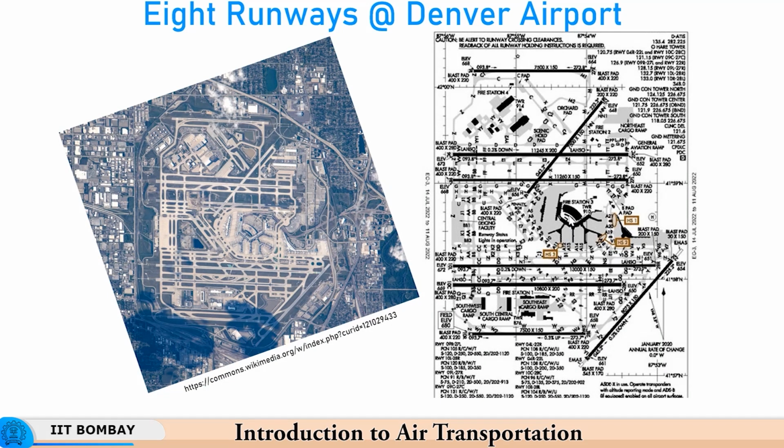Here is Denver airport, which has 8 runways. So, you have 1, 2, 3, 4 and then another 1, 2, 3, 4. So, you can see these 1, 2, 3, 4, 5, 6 are parallel runways, and these are 2 cross runways. One is a cross here and the other one is outside. These are also parallel.